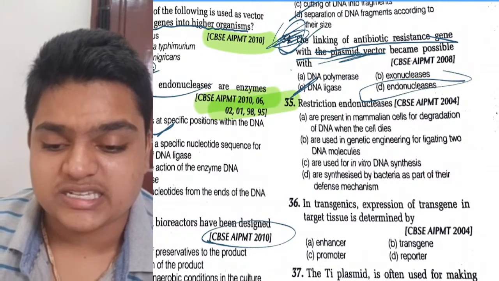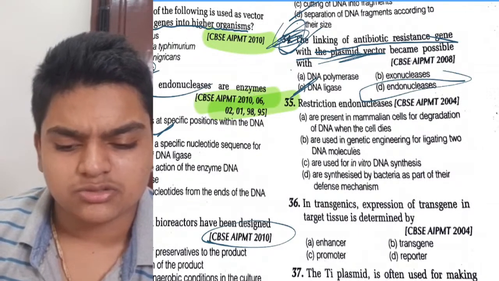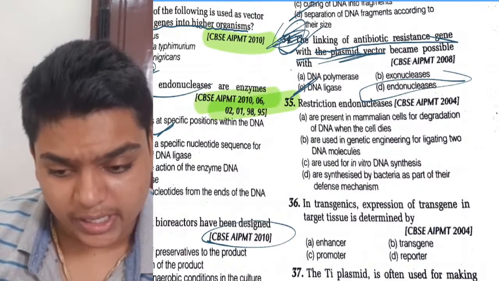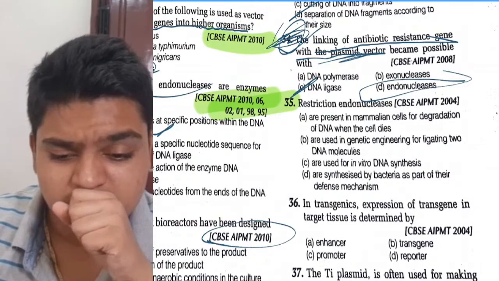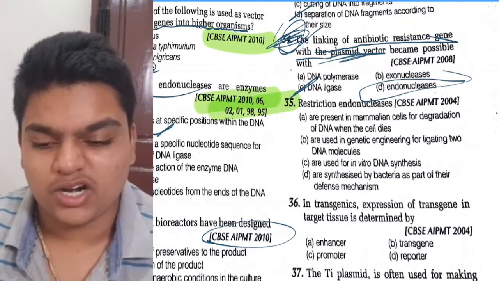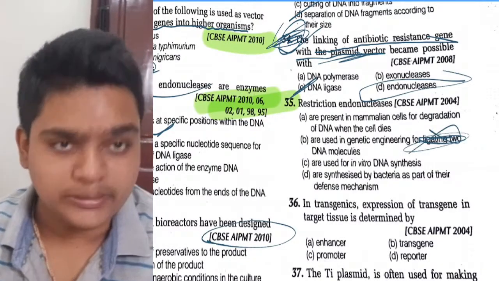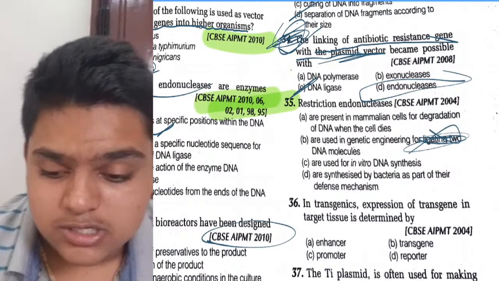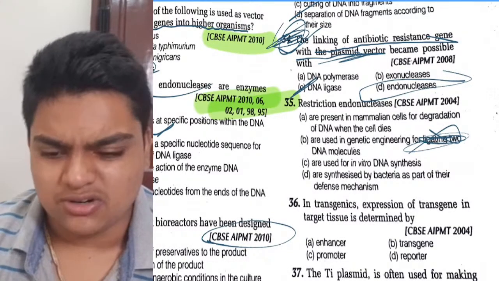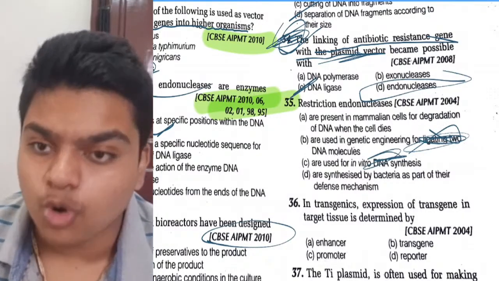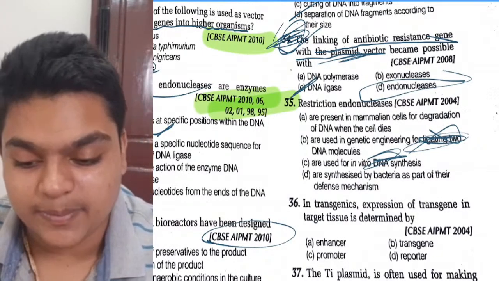Restriction endonucleases are present in the mammalian cells for degradation. Okay, they are used in genetic engineering for ligating. What? Ligating? No, they are not molecular glue. They are molecular scissors. So let us remove that. Next one. Are used in in vitro DNA synthesis? Not at all. I hope they are synthesized by bacteria as a part of self-defense.